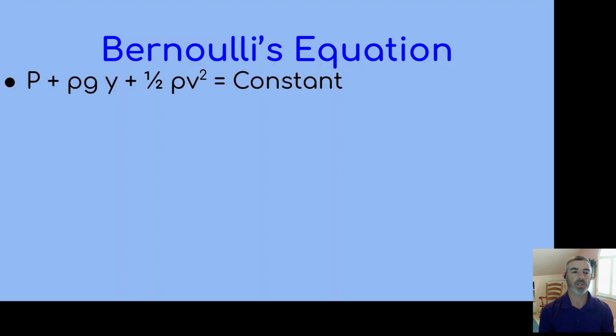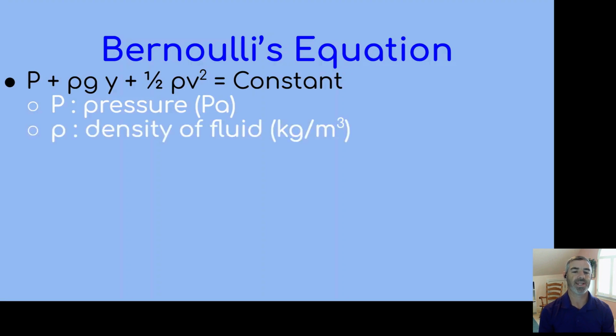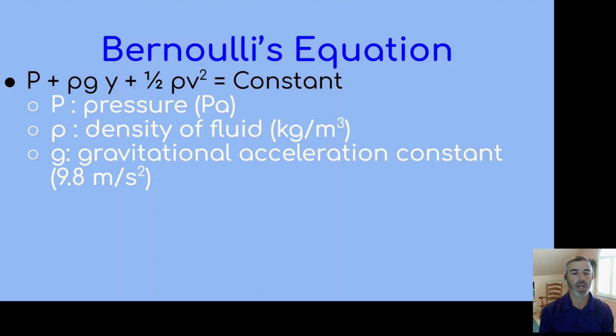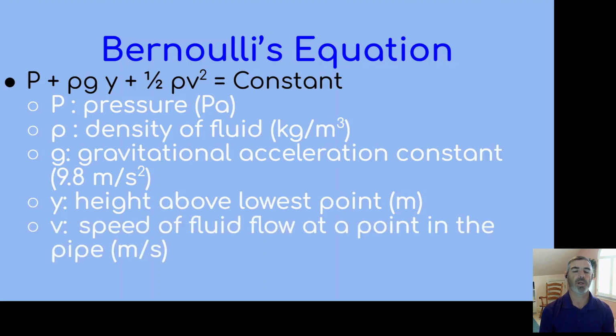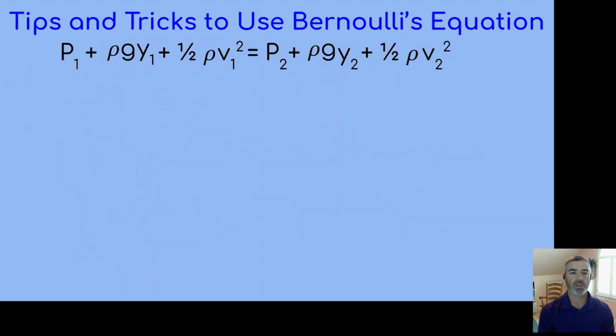And we know that P is pressure, and that's measured in pascals. And we know that density in a fluid is measured in kilograms per meter cubed. g is the gravitational acceleration constant. y is the height from the lowest point, and then v is the speed of the fluid at any point in the pipe measured in meters per second. So let's look at some tips and tricks to use for Bernoulli's equation.